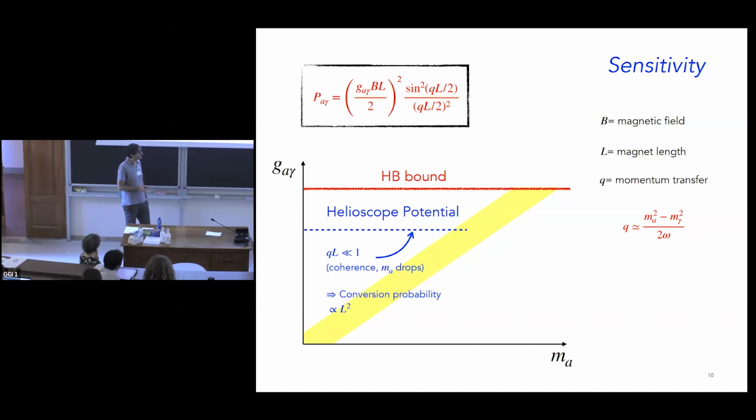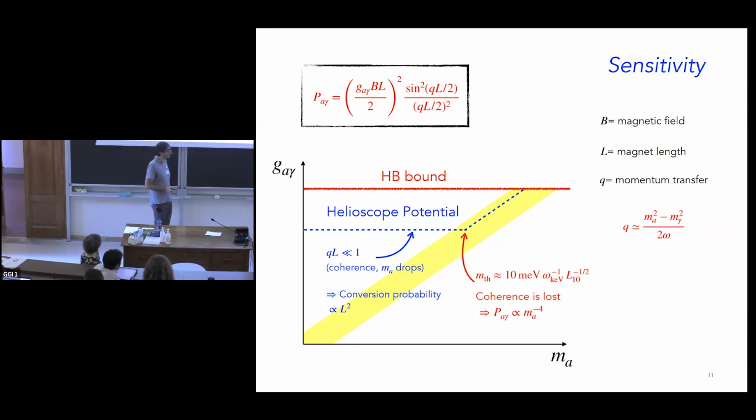So this may become large, the argument, and then this becomes roughly 1, and there is this suppression here. So the sensitivity is suppressed. This happens for the typical energy of solar axions. This happens at about 10 milli-electron volt for a magnet of 10 meters, which is roughly what you have.